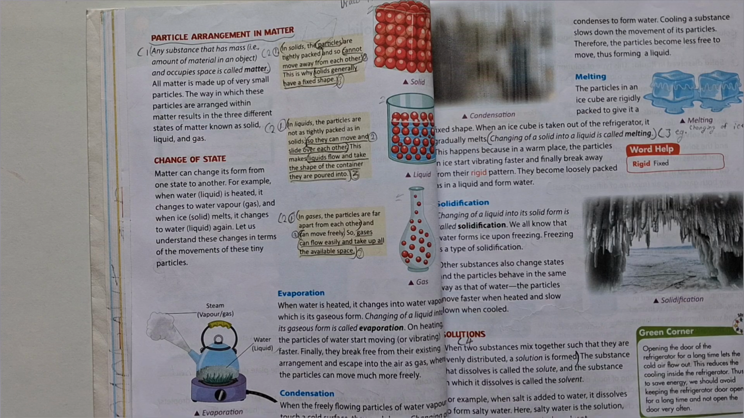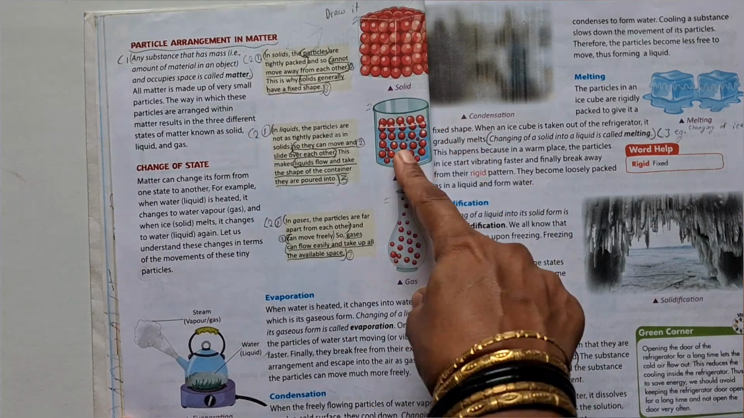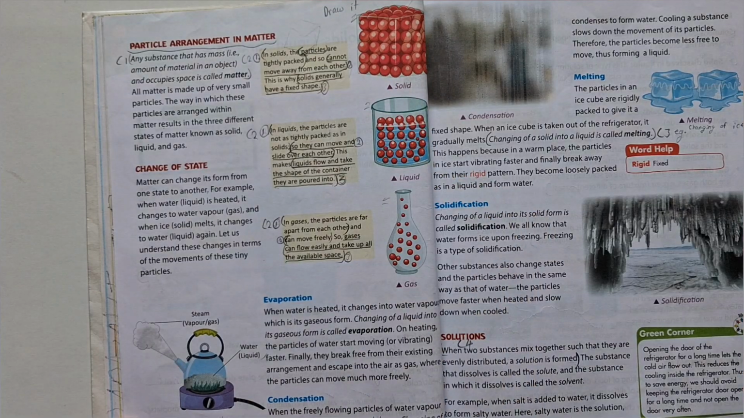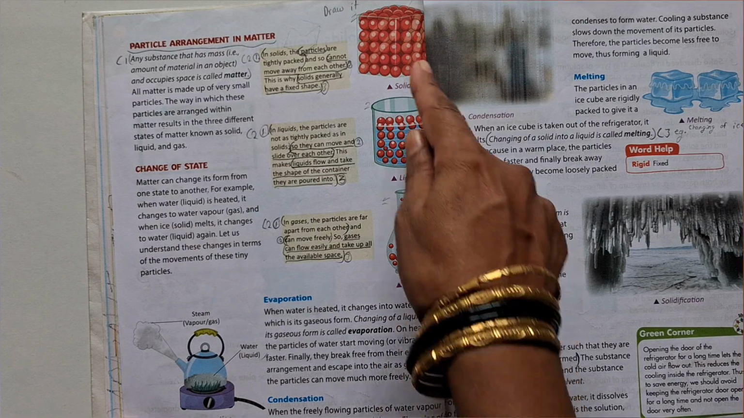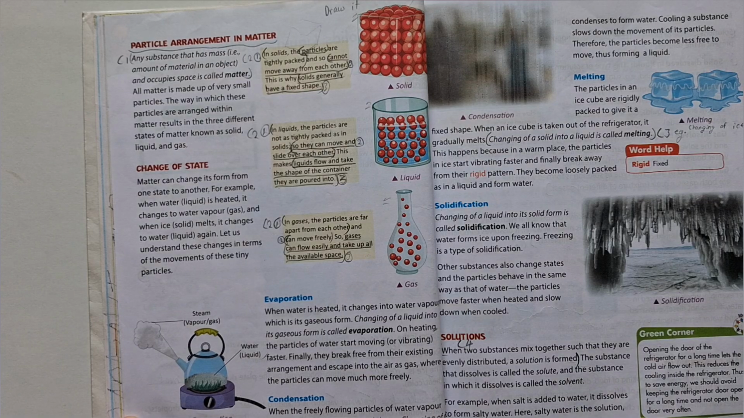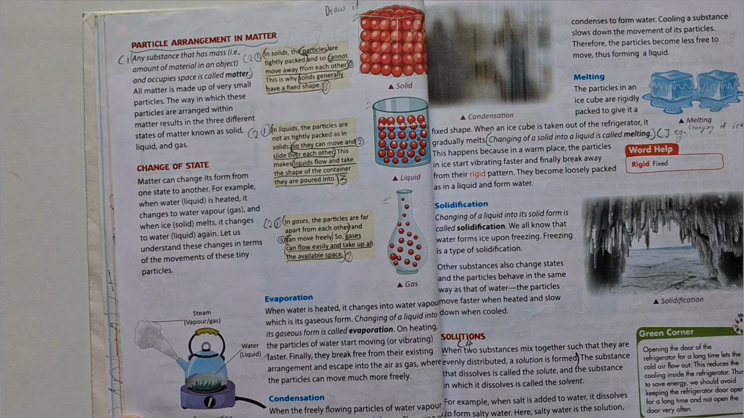The way in which these particles are arranged within matter results in the three different states of matter known as solid, liquid and gas. Which ones? Three: first solid, second liquid, third gas. You can see this one a solid, this one a liquid and this one a gas. Solid: in a solid the particles are tightly packed, and so cannot move away from each other. This is why solids generally have a fixed shape.